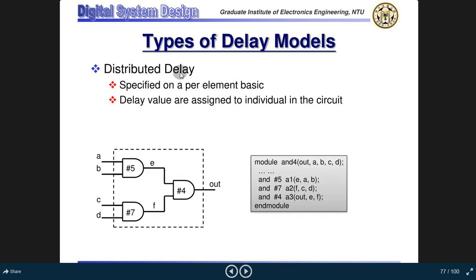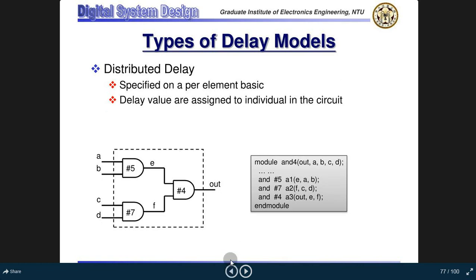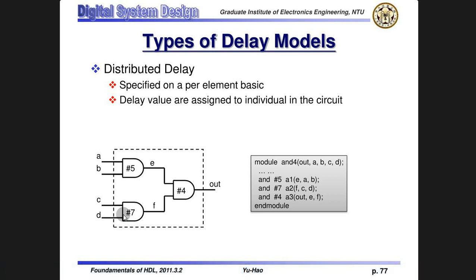Okay, types of delay models. Distributed delay is specified on a per element basis, and delay values are assigned to individual elements in the circuit. As we have already discussed, each and every module will be created according to the inputs and outputs we provided. For lumped delay, it can be specified as a single delay. In case of distributed delay, the delay time will be summed up, or calculated, depending upon the number of gates that we have used.